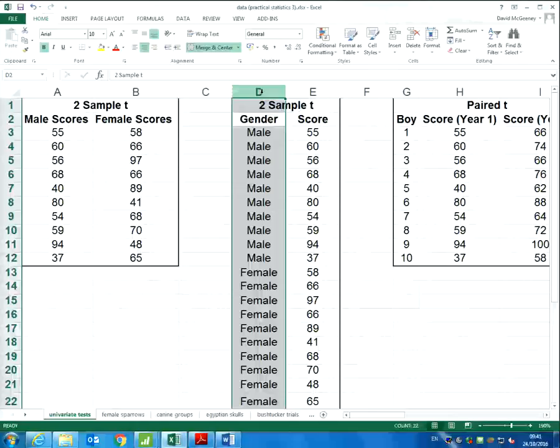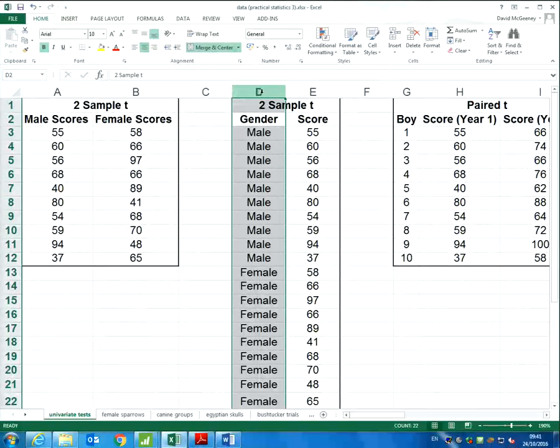The independent variable would be gender. Think about the question we're trying to answer. What is the question we're trying to answer here? Is maths score dependent on gender? Would you all agree that that's the question we're trying to answer? So therefore, maths score is the dependent variable and gender is the independent variable.